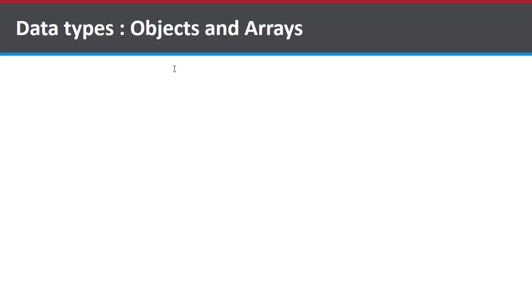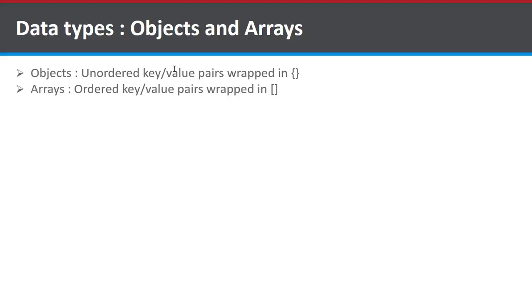Now let's move to JSON data types, objects and arrays. Objects are unordered key value pairs wrapped in braces, bracket open, bracket close. And arrays are ordered values wrapped in square brackets.